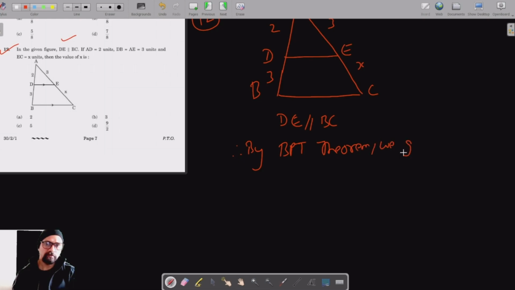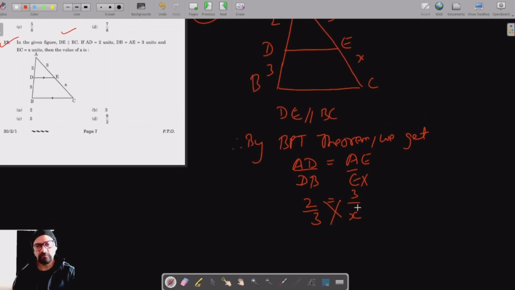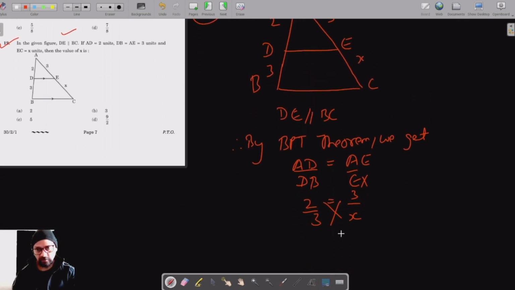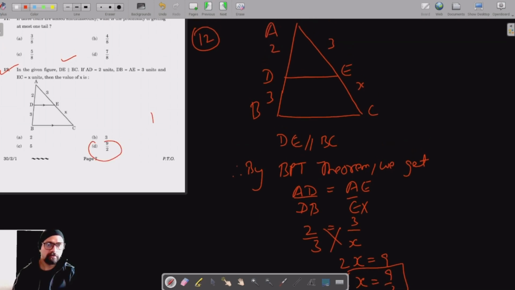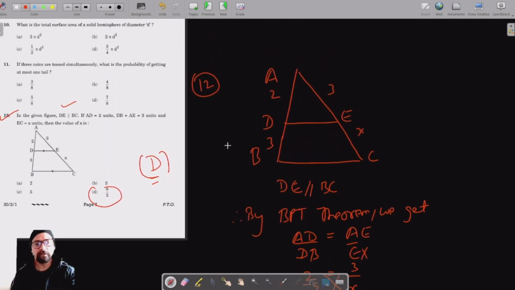So by using that theorem, we get AD by DB is equal to AE by EC, and AD is 2, DB is 3, AE is 3, and EC is x. So let's cross multiply this, which gives us 2x is equal to 9, and x is equal to 9 by 2. So 9 by 2 is the correct option, which is option D. And let's move on to question number 13.